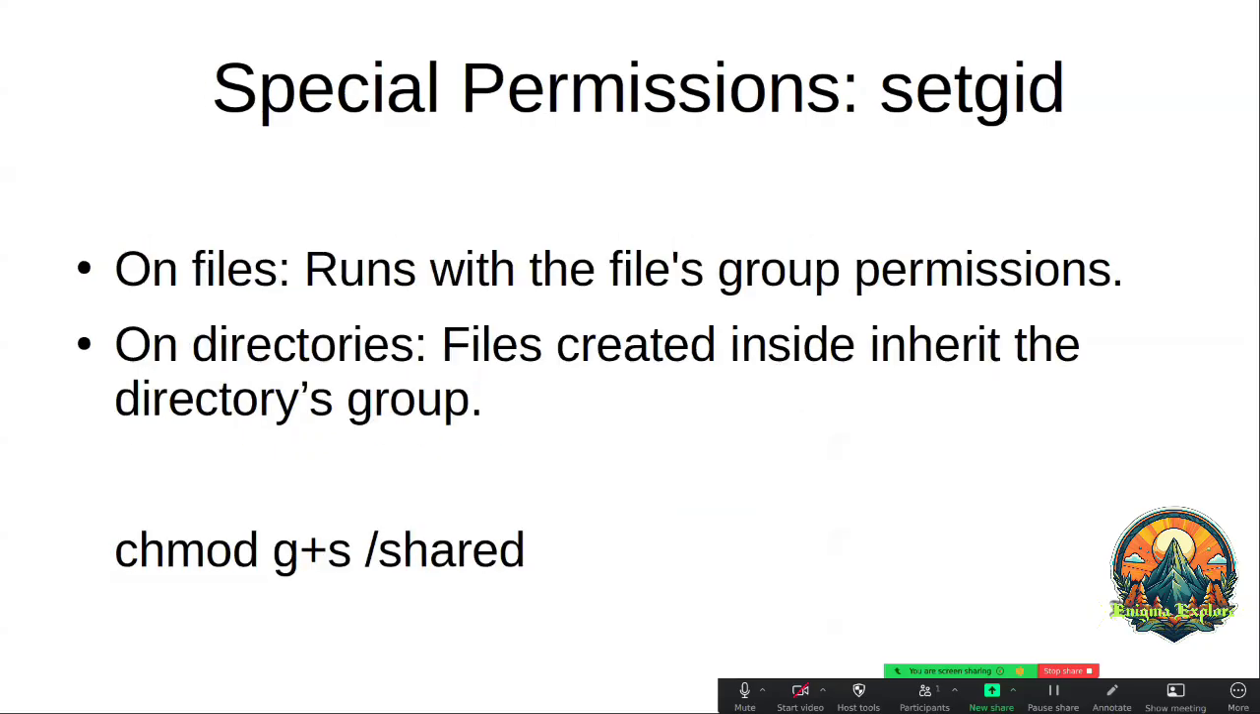So the next is set group ID on execution. The setgid bit works similarly, but instead of granting user permissions, it grants group permissions. When applied to directories, files created inside inherit the group of the directory instead of the user's default group. For example, if you set the setgid on a shared directory for a project, every file created within will belong to the project group rather than the creator's default group. This simplifies collaboration in a team environment.